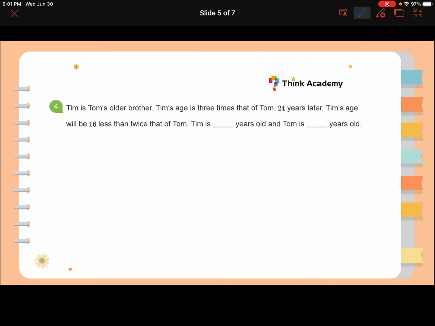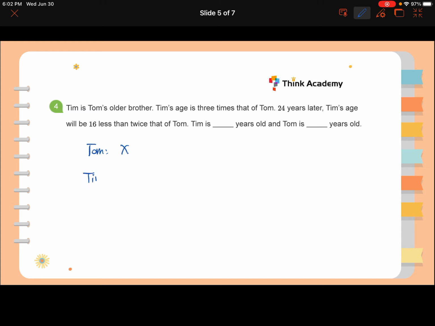Now Tim is Tom's older brother. Tim's age is 3 times that of Tom. 24 years later, Tim's age will be 16 less than twice that of Tom. Tim is how many years old and Tom is how many years old? Again, we have some unknown variables, so we assume one of them is x. So we assume the age of Tom is x.